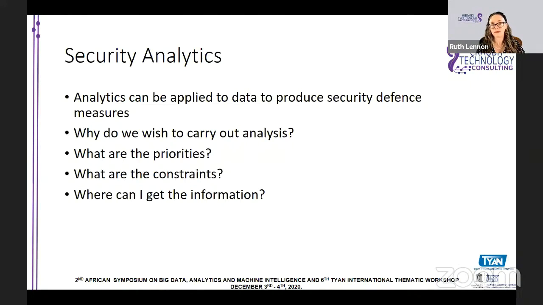What are the constraints? There may be financial constraints. There may be constraints as to which data we can look at because it contains private user information as they're sending messages back and forth. Or it may be that the system is restricted, so we can't get access to the messages that are going back and forth through that system. Maybe on a high level, but a certain amount of the information, it might be encrypted, or at least I hope it will be. Where can I get all of this information that I'm going to analyze?